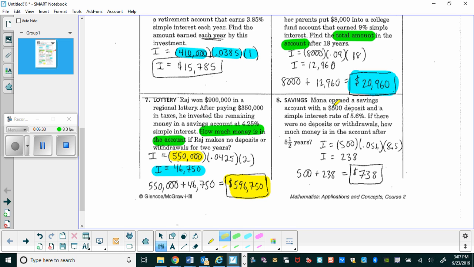So we've got the principal times the rate times time. So principal, rate, and time. And we can see that after 8.5 years, this will have earned an additional $238 in interest. But because it asks us how much money is in the account, we're going to add the $238 in interest to the original $500, and the account will now have $738 in it.